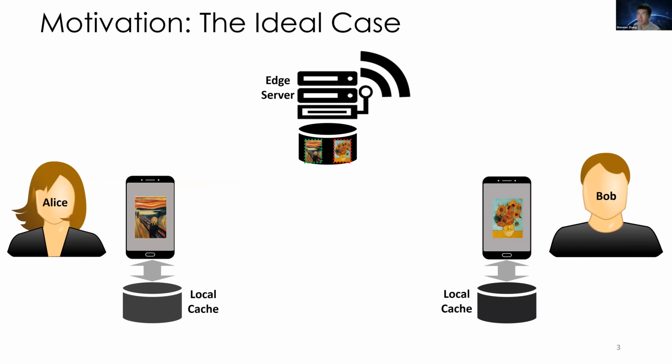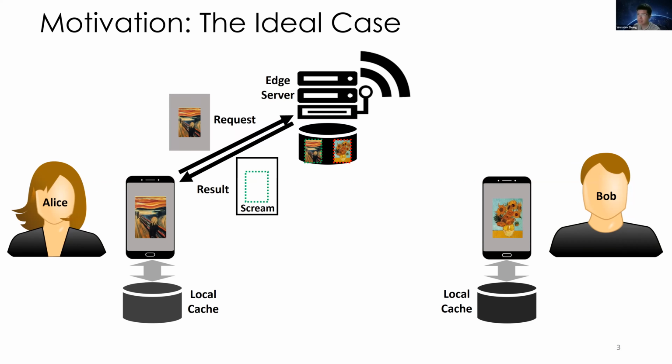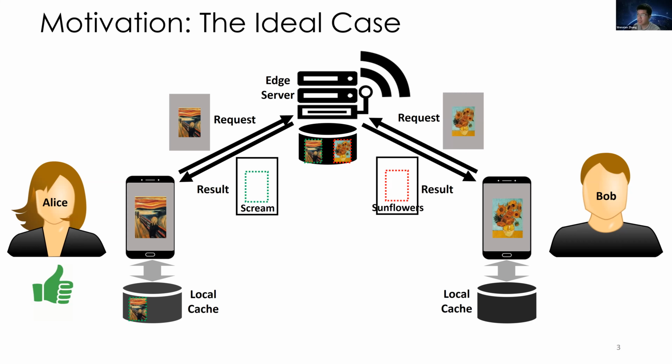Okay, let's first talk about the ideal case. Now Alice and Bob are visiting a museum with a mobile AR application, and now Alice wants to recognize the picture, so it sends a request to the edge server, and the edge server will send the result back, and Alice is able to recognize the poster. And also, Bob can also get quite good service.